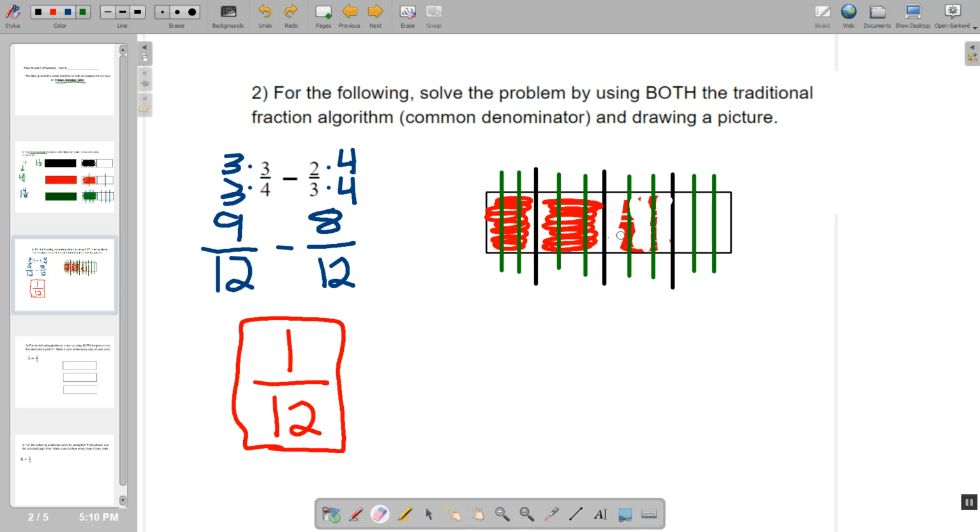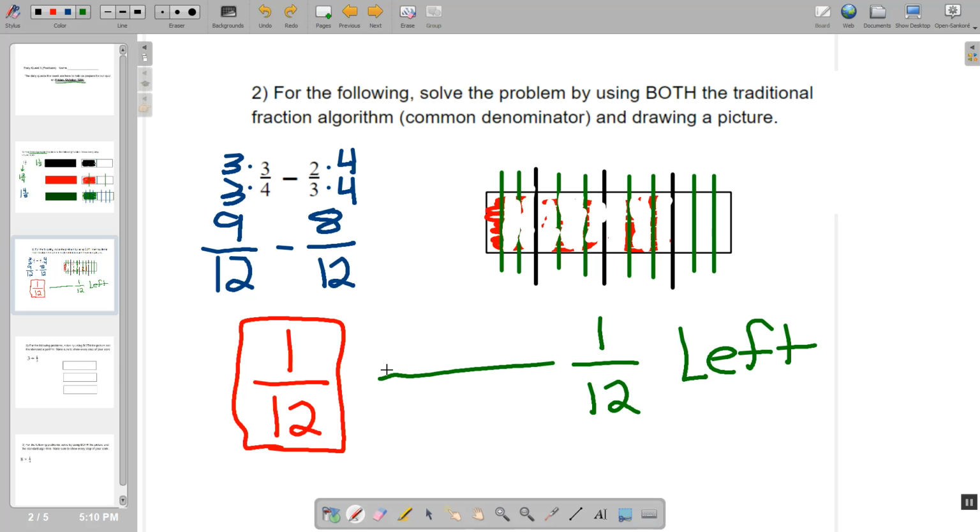2/12, 3/12, 4/12, 5/12, 6/12, 7/12, and 8/12. And some people just like Xing out instead of erasing, but erasing's just fine. So I now have 1/12 left. My answers match, and I am done with this problem. Let's move to the next one.